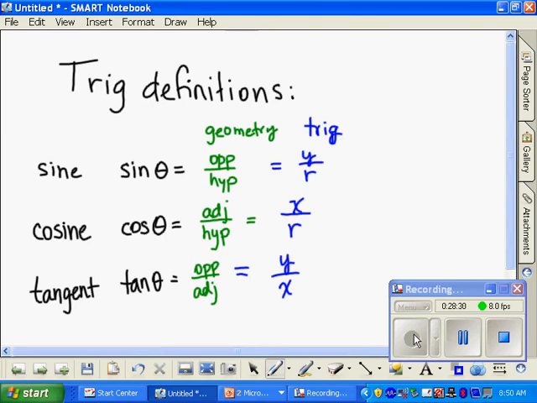Now, here's what we didn't tell you in geometry. There are 3 more trig words, and they are what we call the reciprocal trig words, or the reciprocal functions.